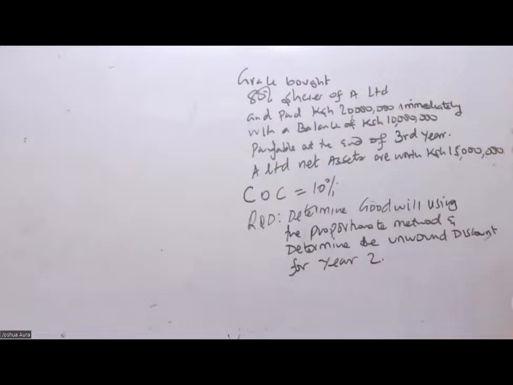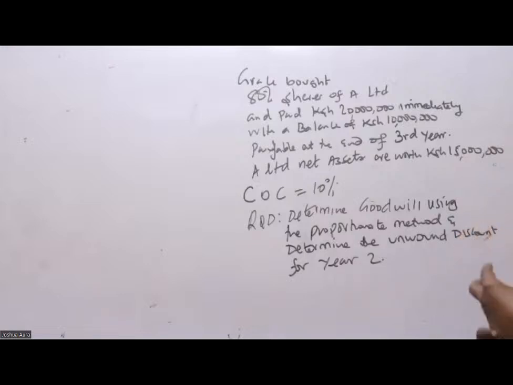So if you get an examiner who hates you, they'll always set this kind of question. Very popular. So we have here Grace bought 80% shares of A Limited, and they paid today 20 million immediately, with a balance of Kenya shillings 10 million payable at the end of the third year. So we have what we call deferred consideration. Deferred consideration is normally found in the advanced financial reporting, not in the lower financial reporting. So this is your level.